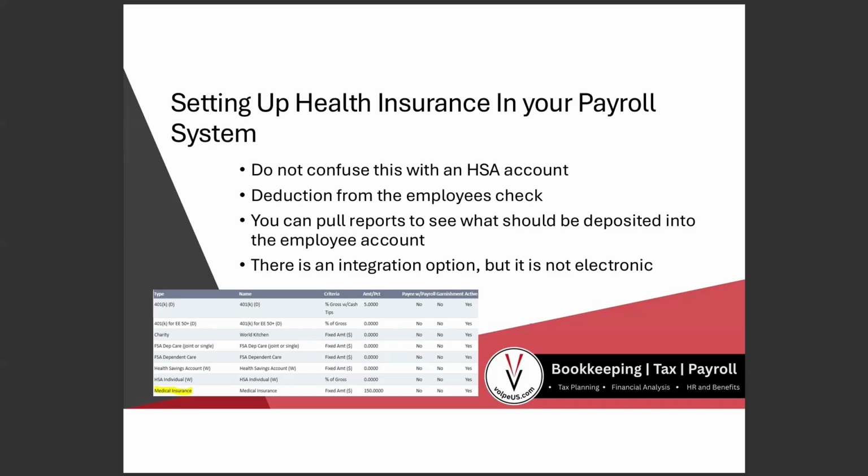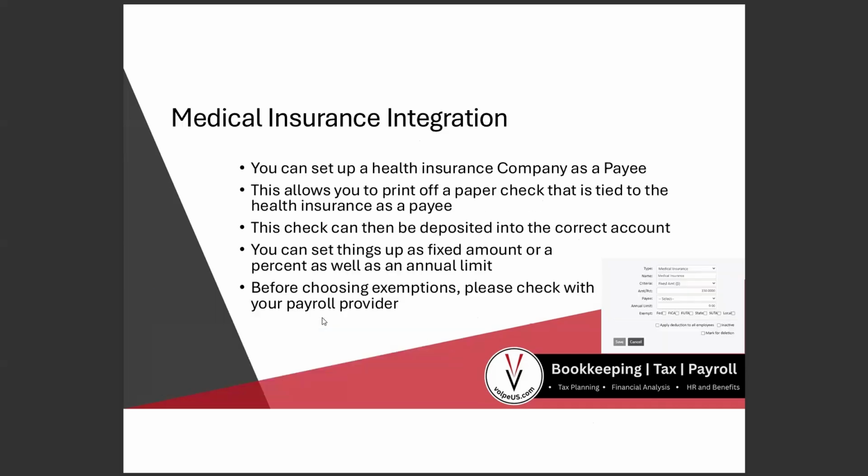However, you can integrate a company, but it isn't an electronic integration. It's a little more complicated than that. So just be advised if that's the way you want to do it. It is going to look a little something like this. So we'll have this neat little drop-down menu on the side once you click on your deductions. And if you can see, it's kind of small, but there's a payee tab down here. You can set up a health insurance company as a payee. It's not going to automatically feed everything in. It's going to print off a paper check that is tied to health insurance as a payee. Then this can be deposited into the correct account. And that's basically the only way we can really integrate these systems.